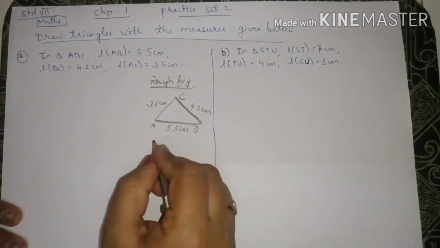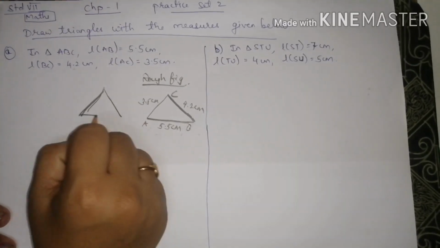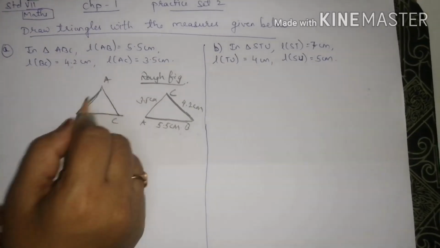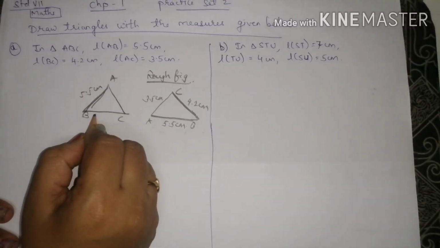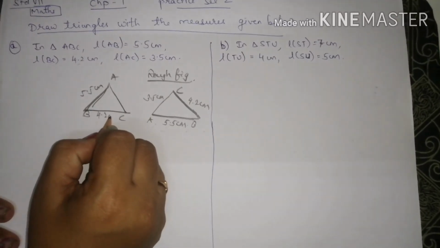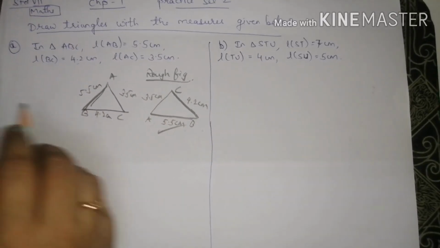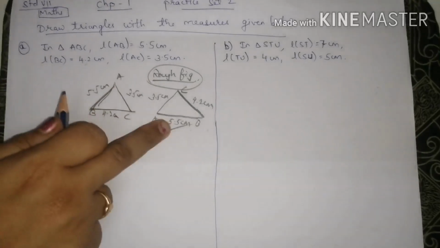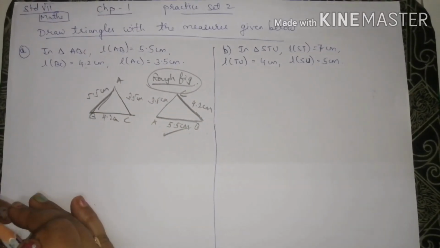You can even draw the figure like this also. You can name it from here also, ABC. Then you can put the measurement. AB is 5.5 centimeter, BC is 4.2 centimeter, AC is 3.5 centimeter. I am doing this one, any one you can do. So first of all draw the rough figure. Make a rough triangle, give its measurements and then start with the fair figure.